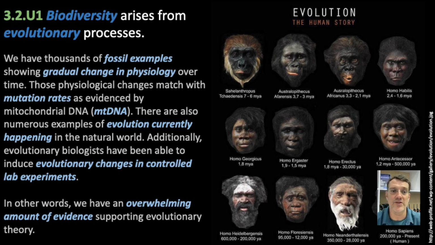Evolution is probably the most heavily evidenced scientific theory in history. We have thousands of fossil examples from a wide range of species spanning several billion years, showing that it's been happening. We have genetic evidence in mitochondrial DNA. We can track mutation rates across generations. We can watch evolution happening in real time, both in laboratory experiments and with things like bacterial resistance to antibiotics happening in the world's hospitals. There is an overwhelming amount of evidence in support of evolution by natural selection.